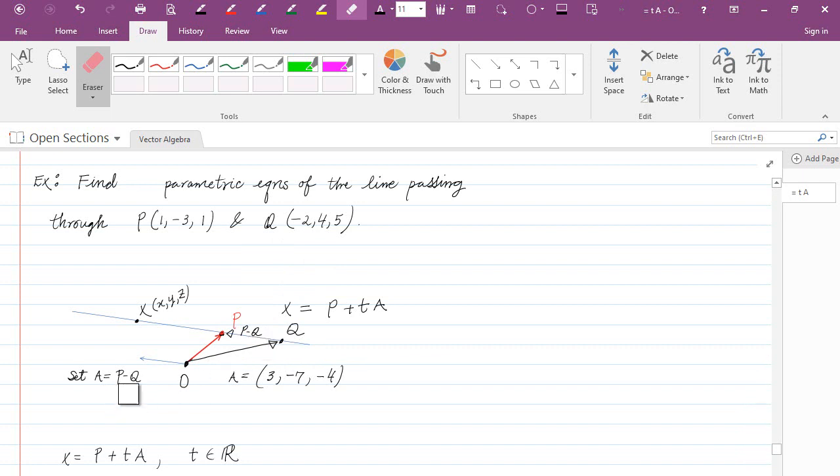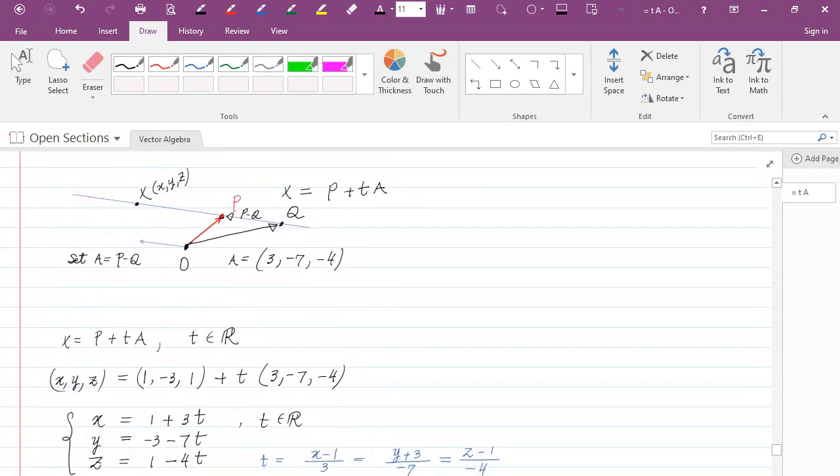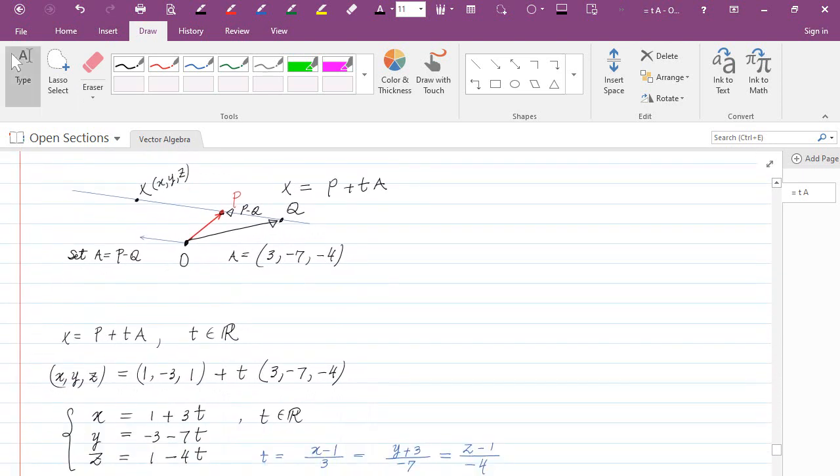So what is P minus Q? You subtract the coordinates of Q from the coordinates of P. So you get 1 minus negative 2 is 3. Negative 3 minus 4 would be negative 7. 1 minus 5 would be negative 4. So a would be a vector that is parallel to the line. I'm going to use the point P as a point on the line.